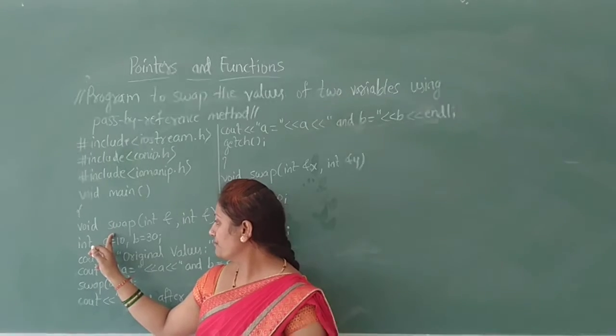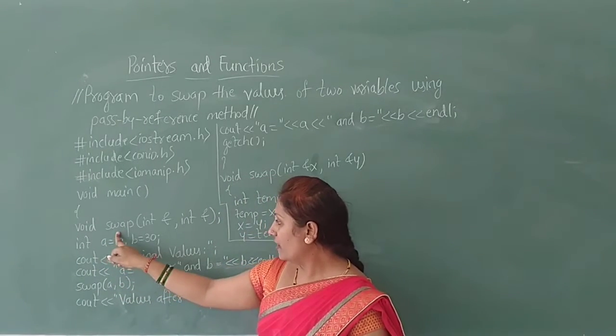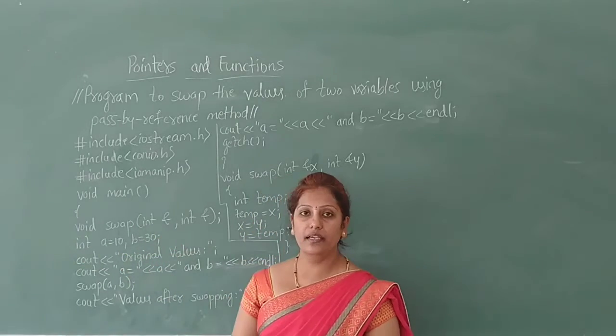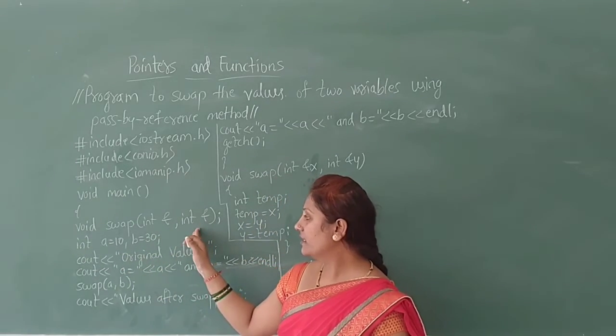In the main function the subfunction swap with data type void and having 2 arguments in the argument list is declared.